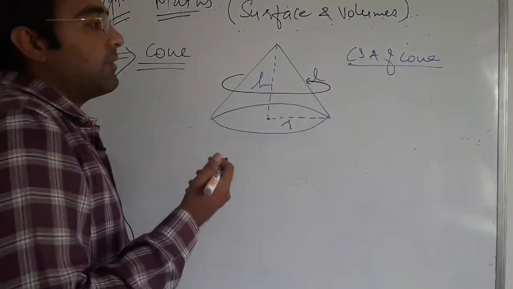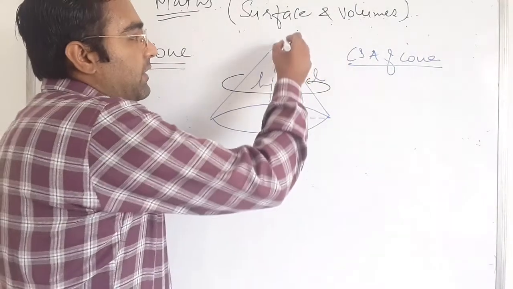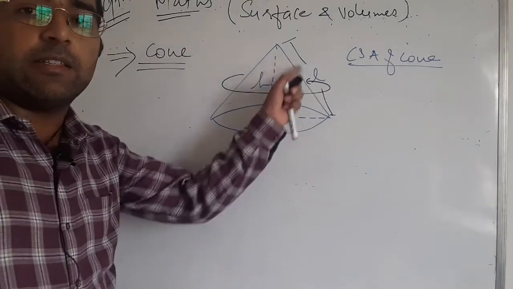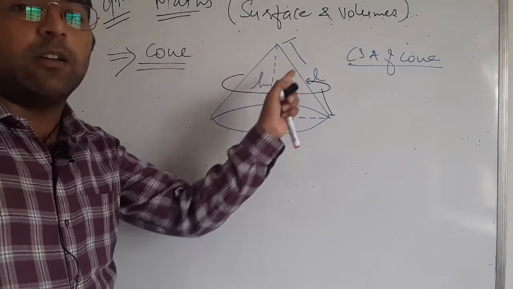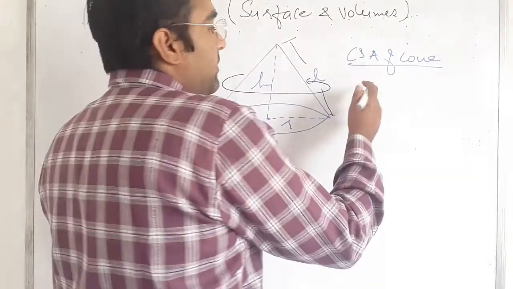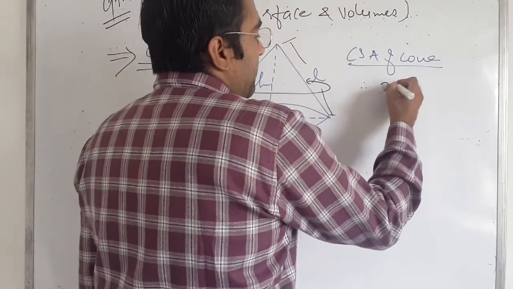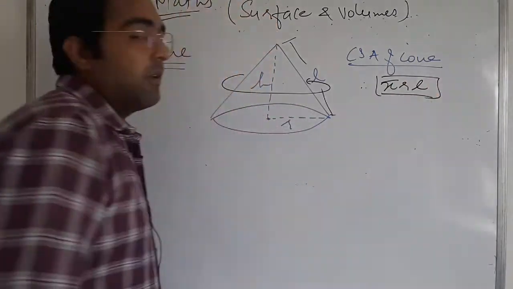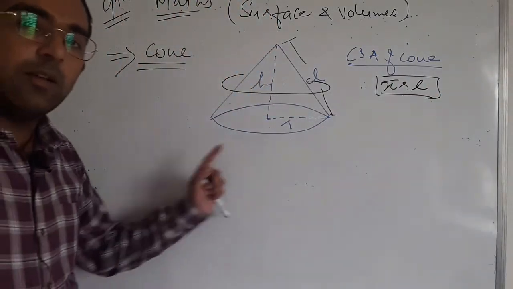So what is the curved surface area of the cone? In the curved surface we have to take the slant height of the cone, because the slant height is contained in that curved surface. So the curved surface area of the cone is pi r l.